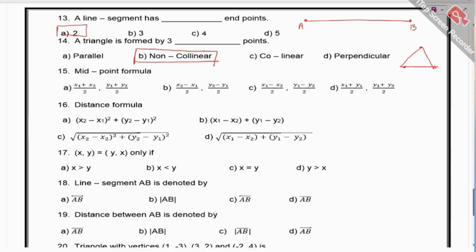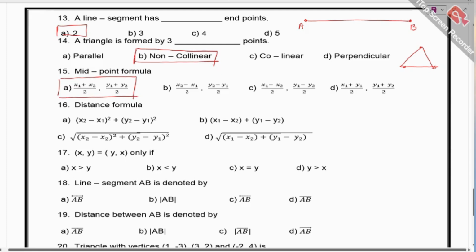Midpoint formula. We have already discussed it. x1 plus x2 over 2 and y1 plus y2 over 2. Distance formula is x2 minus x1, option number C is correct, but you will make one correction here. It's a typing error. It is the square root of x2 minus x1 whole square plus y2 minus y1 whole square. So option C will be the correct option.